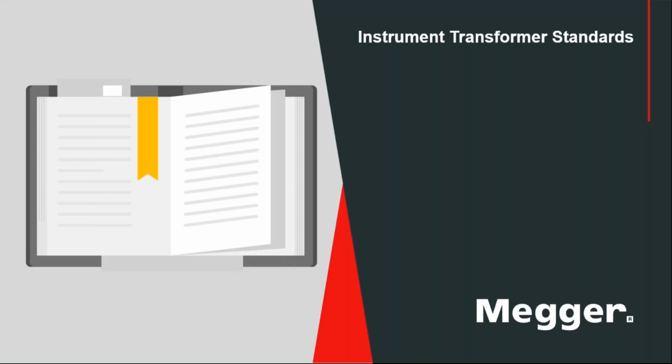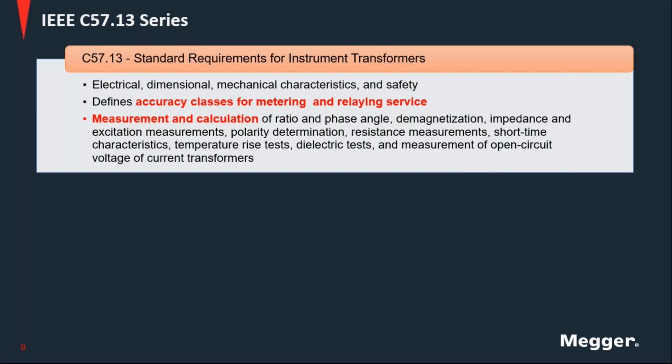So, the standards. Well, we are in the US. We follow mainly the IEEE standards, so the ANSI IEEE standards. And for instrument transformers, we have the C57.13 series.